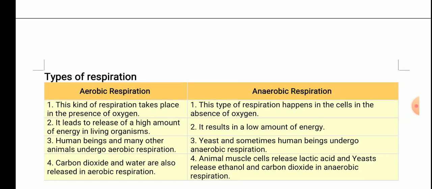So I hope, students, these differences are clear to you about aerobic and anaerobic respiration. Take a look at them again and then let's move forward.